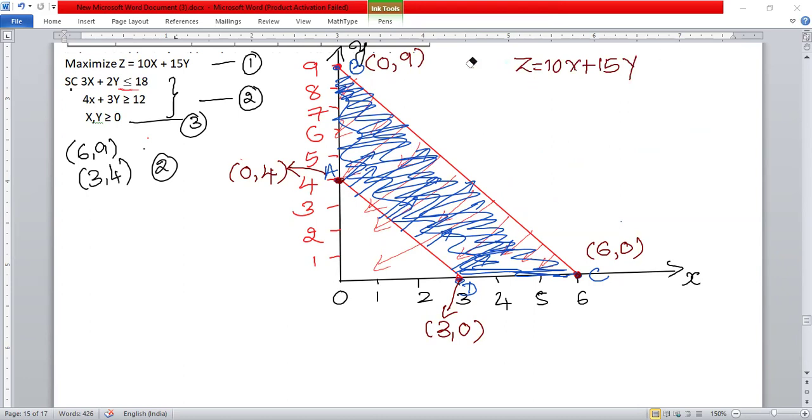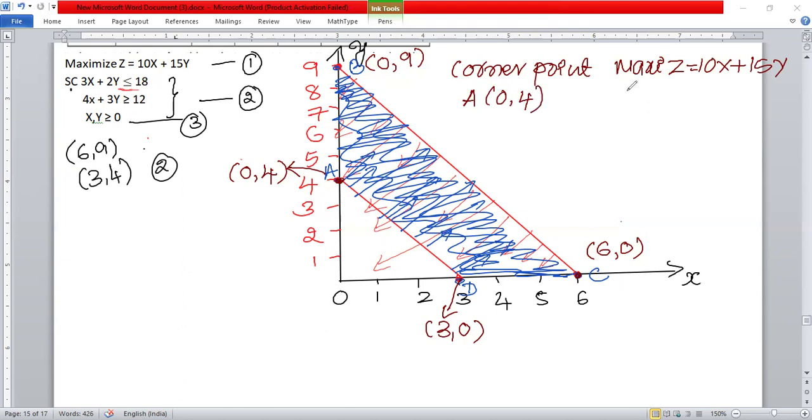Okay, we'll change the table format. Now there are the corner points. Maximize z is equal to 10x plus 15y. Okay, first corner point, 0, comma 4. Let me check what is the answer. Put x is equal to 0 and y is equal to 4, so 15 into 4, so 60.